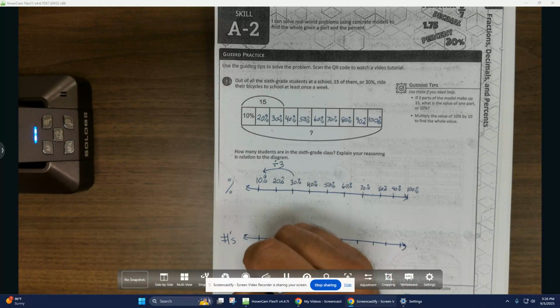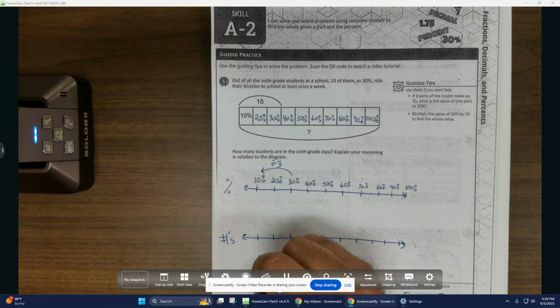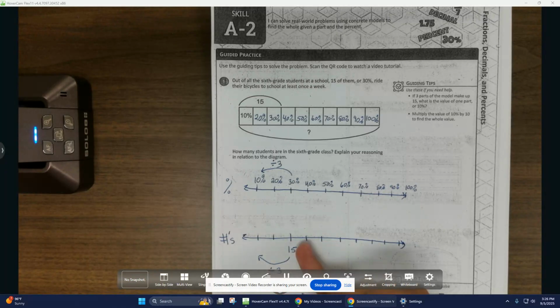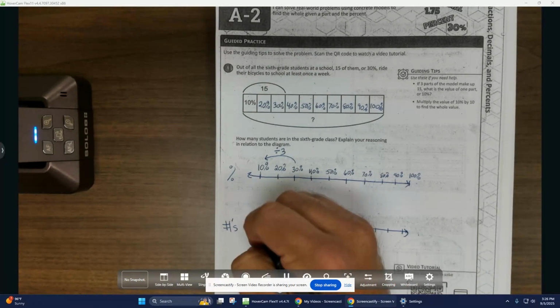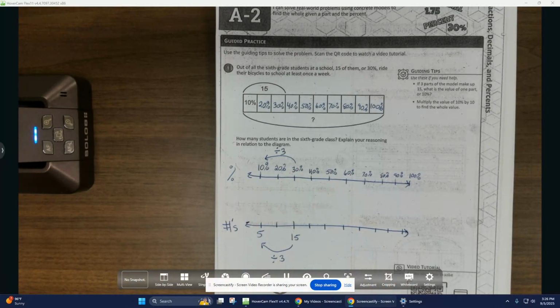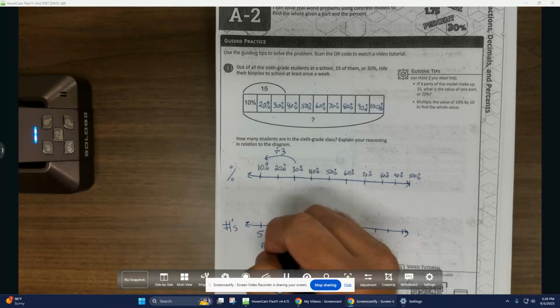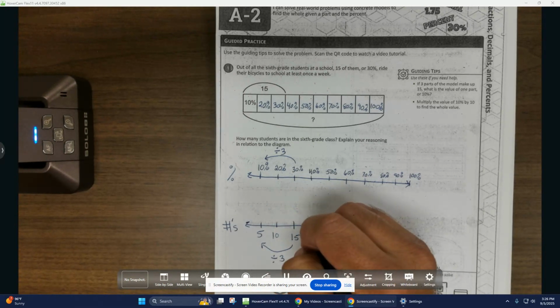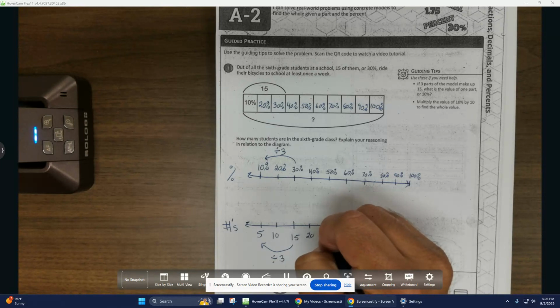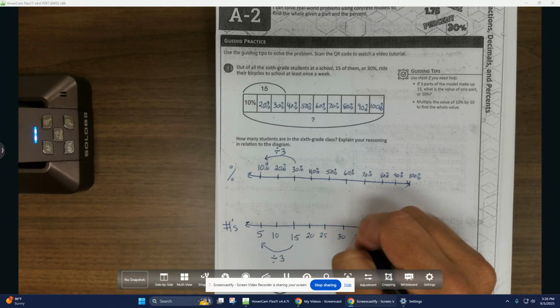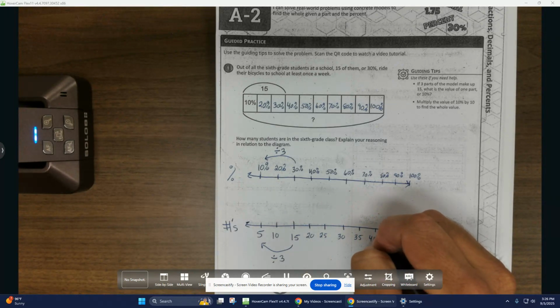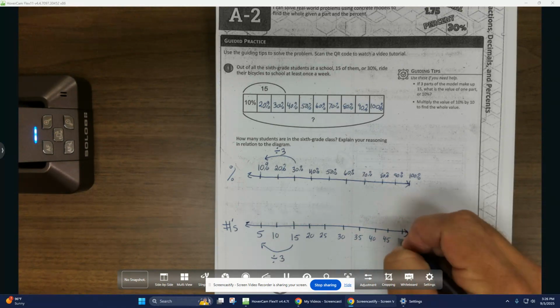So if you take 15 and use the same scale factor, which is divide by 3, so 15 divided by 3, you get 5. Well, parents, kids, here's your pattern. You're counting by 5s all the way until the end. 5, 10, 15, 20, 25, 30, 35, 40, 45, 50.